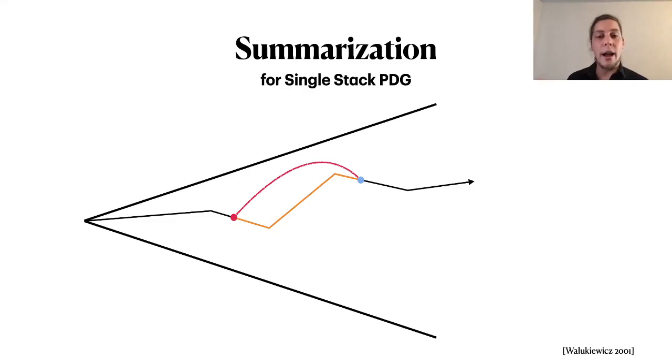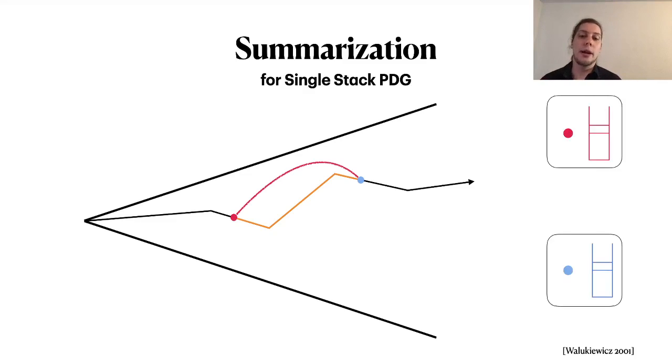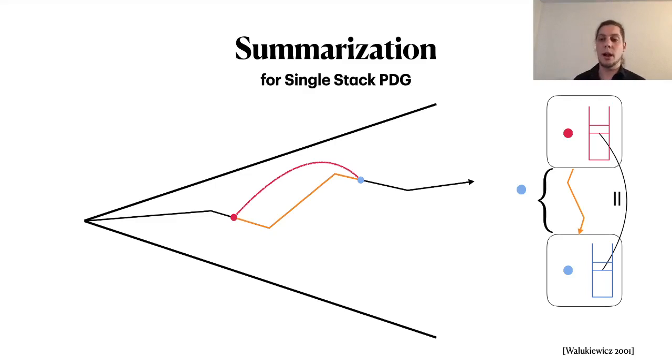Okay, let's identify what a reasonable summary is for a single stack pushdown game. First, let us look at the effect on the configuration. Because this is a push-pop pair, the stack contents have to be equal. There's no other way. So the only change in the configuration is actually the state that changes. So what we add into our summary is the state of the game after the pop.